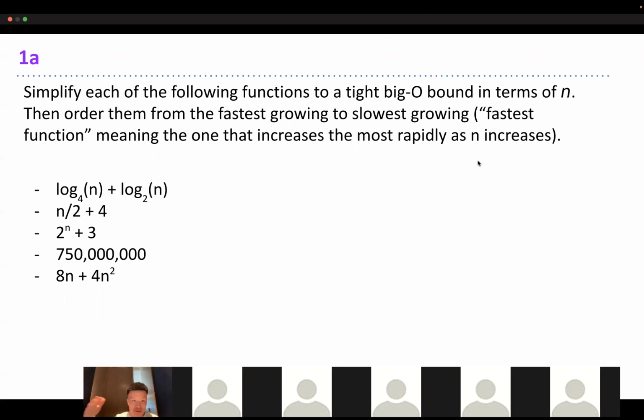Because as n increases, that means it gets bigger faster. N grows bigger faster. So that means it's actually slower when you actually run it. But let's go ahead and get started with log base 4 of n plus log base 2 of n. So anyone have any thoughts about this problem? What runtime is this? What's the tight big O bound in terms of n?